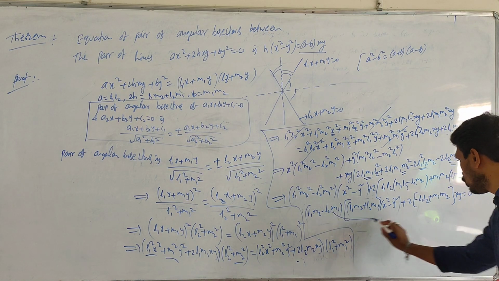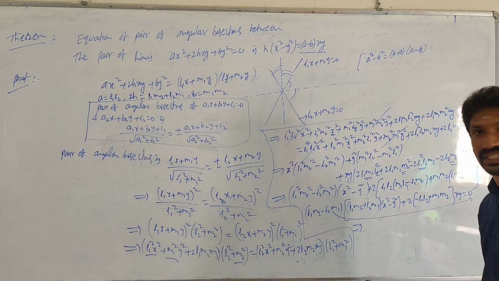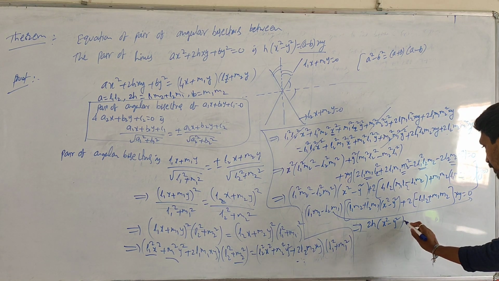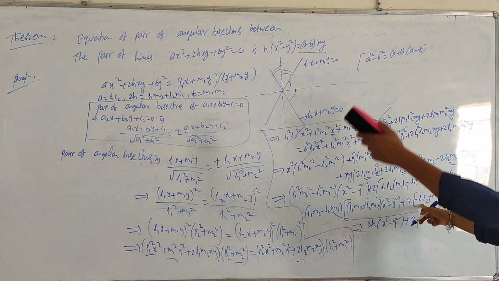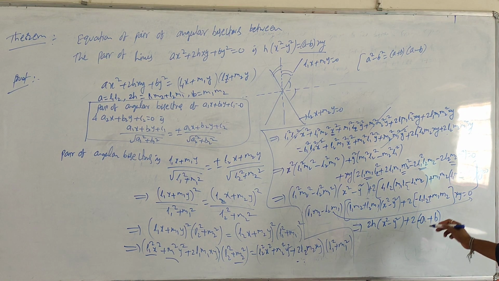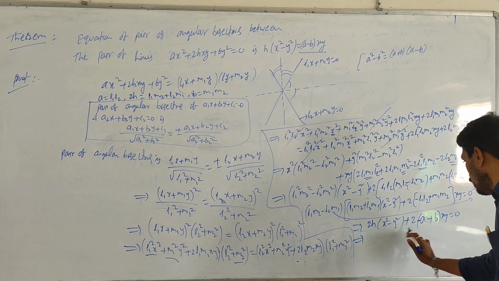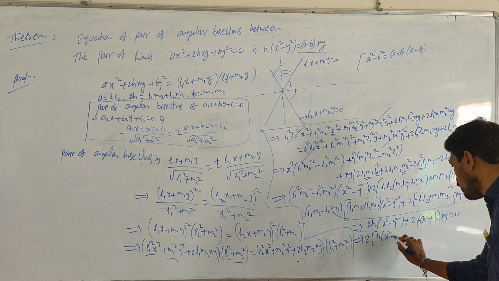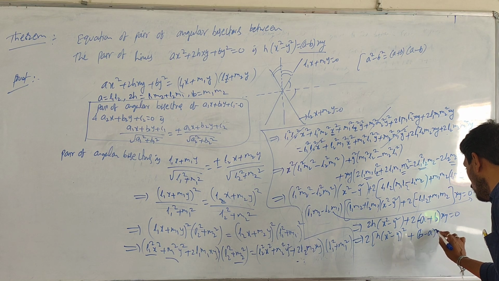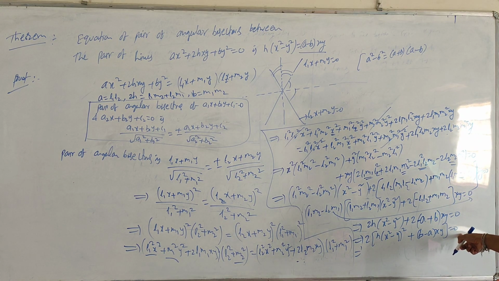So this one transposes to the denominator, 0 by anything is 0. Now we have L1 M2 plus L2 M1 is 2h into x square minus y square plus 2 into L1 L2, which means a, minus a, plus M1 M2, which means b, into xy is equal to 0. Now you take 2 common, so you have h into x square minus y square plus (b minus a) into xy is equal to 0. So this 2 also transposes this way, 0 by anything is 0.